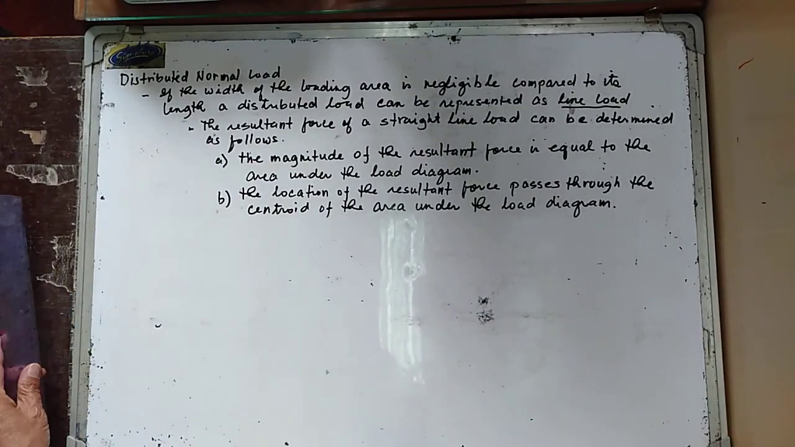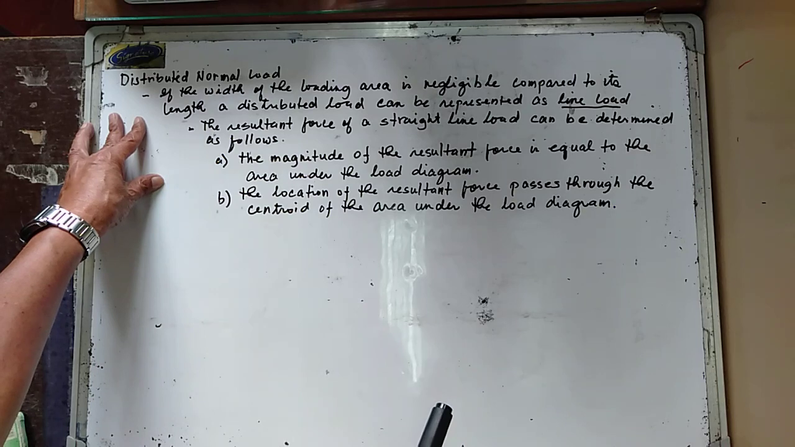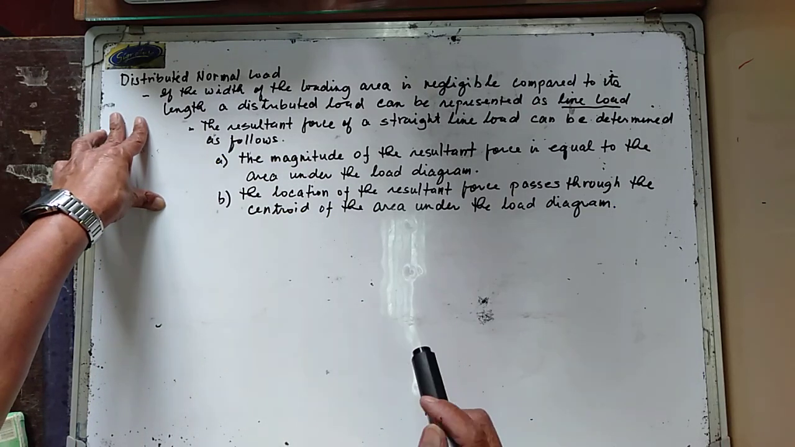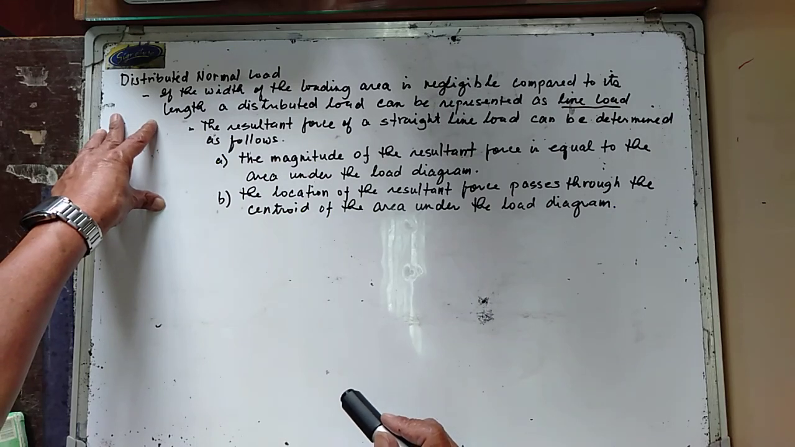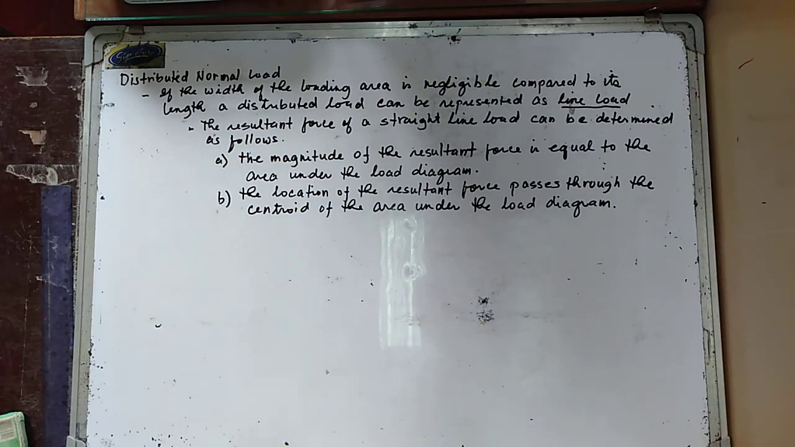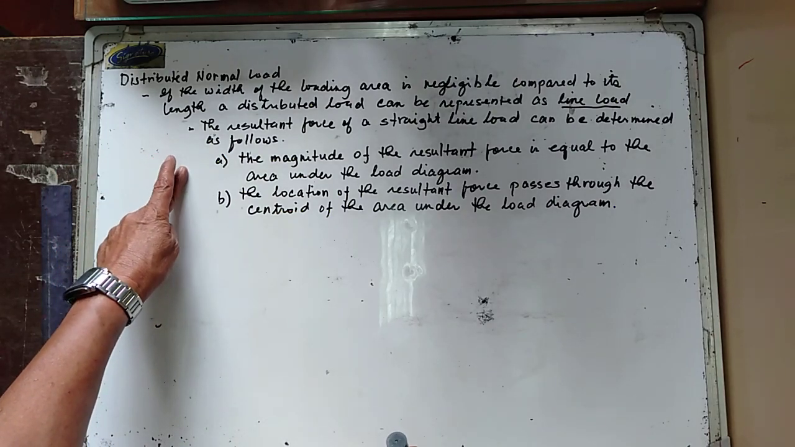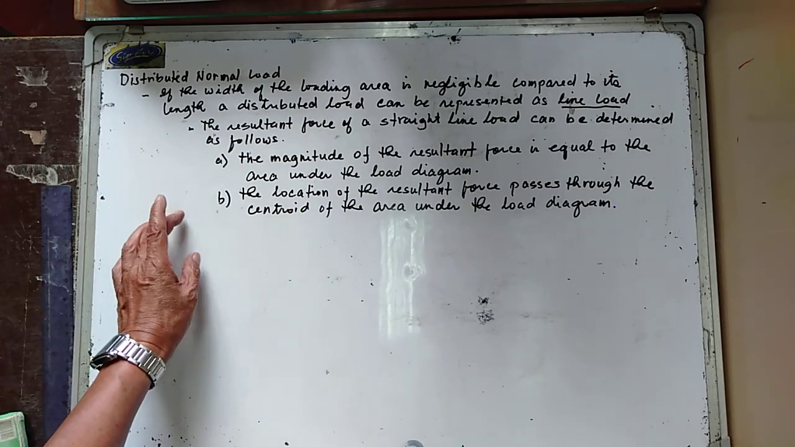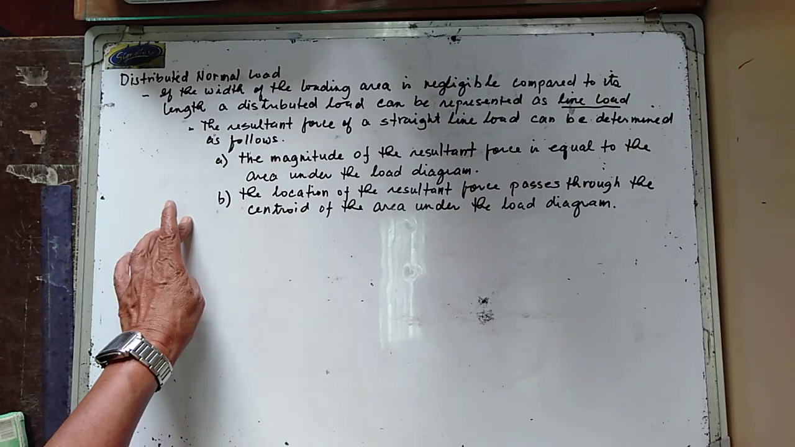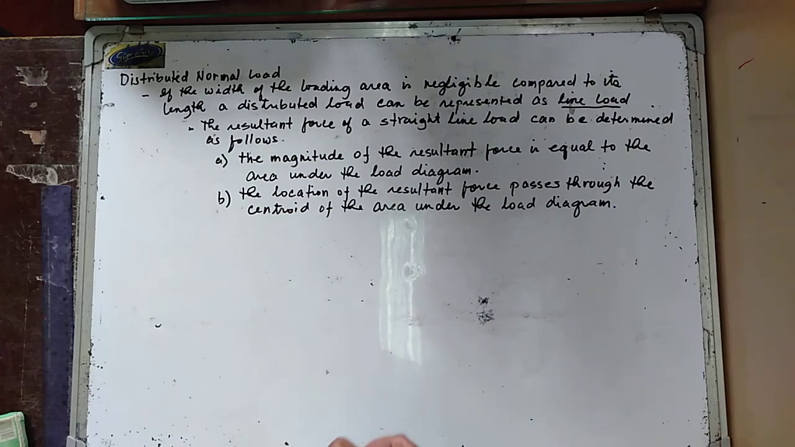Let us now proceed to distributed normal load. If the width of the loading area is negligible compared to its length, a distributed load can be represented as a line load. So how are we going to determine the equivalent resultant force of a straight line load? The magnitude of the resultant force is equal to the area under the load diagram, and the resultant force passes through the centroid of the area under the load diagram.